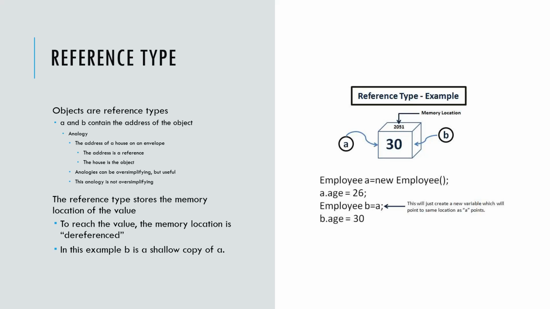It's enough memory to hold the address that then has to get dereferenced to get to the actual memory location. So the process of that, the reference type stores a memory location of the value, and to reach the value, the memory location is dereferenced. It's looked up. Okay. So this is where we get the concept of a shallow copy.